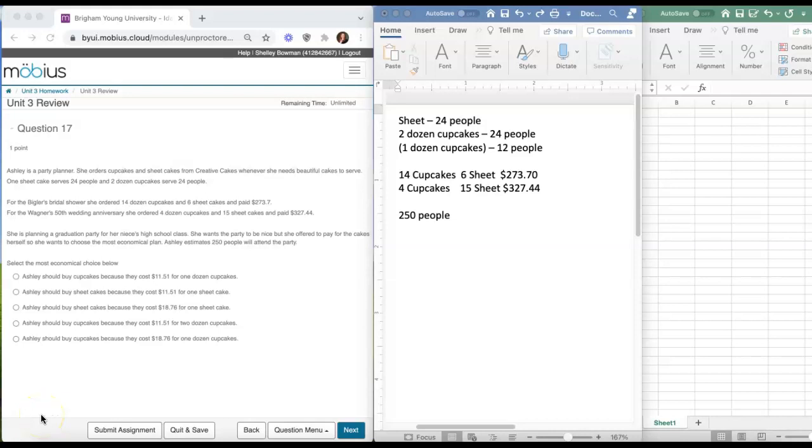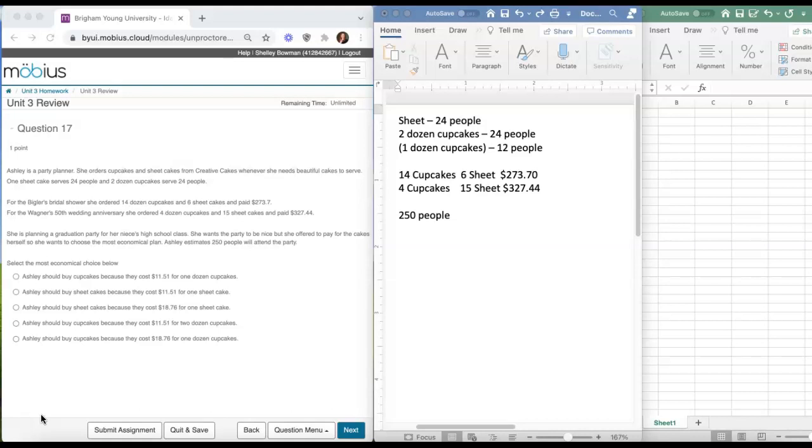Mobius Homework 3, Unit 3 Exam Review, question number 17. I thought this question warranted a second video doing the elimination method so that you could see two different methods, and maybe this one will work faster for the numbers that you are given. Plus it gives another view at the elimination method.